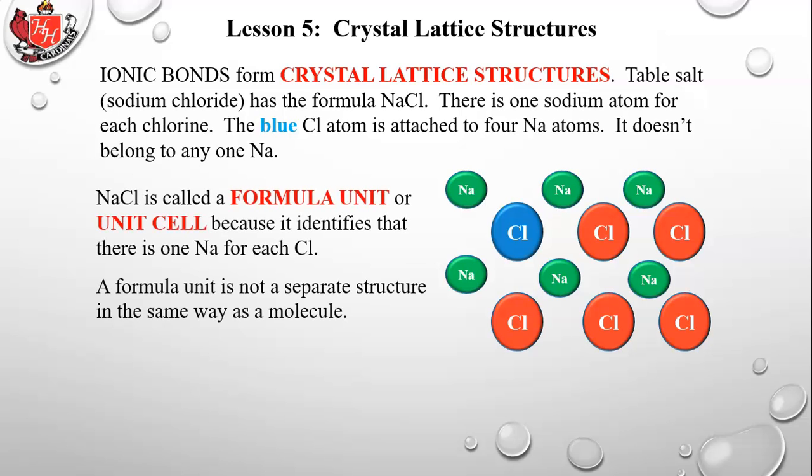NaCl is called a formula unit or unit cell because it identifies that there is 1 Na for 1 Cl. In other words, if you take a formula unit, in this case NaCl, and you keep repeating it, NaCl, NaCl, NaCl, NaCl, you'll end up with the crystal lattice structure, the entire cube of salt. A formula unit is not a separate structure in the way a molecule is. You can't pull one of those NaCl units out of that brick wall there. You can't do it. It's stuck in there.